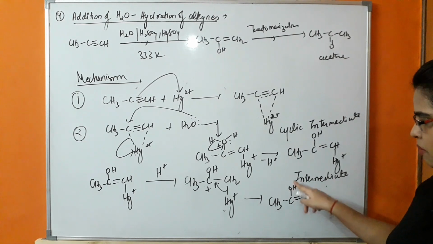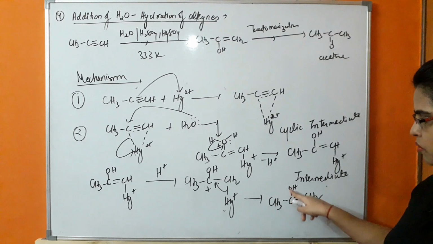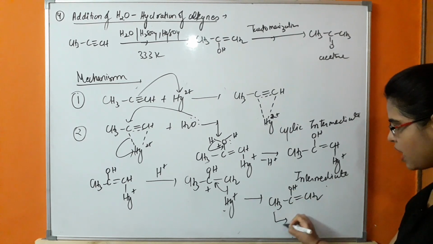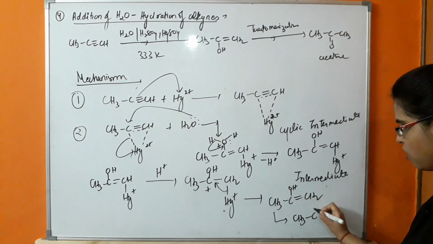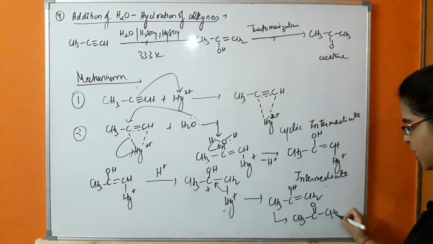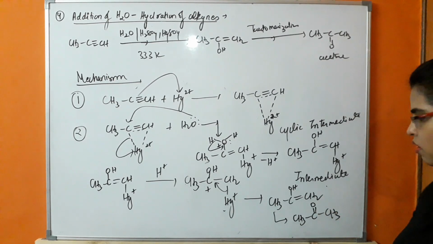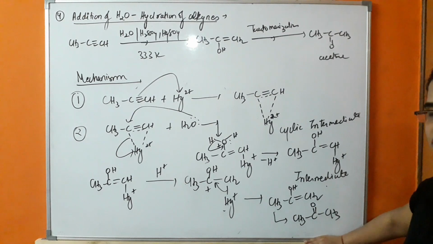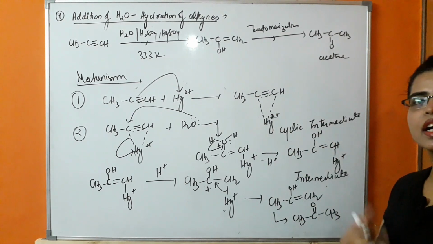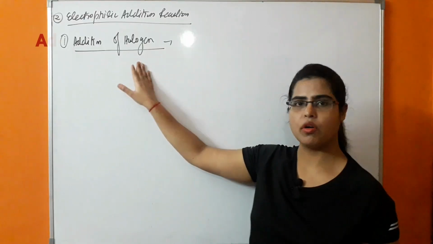So there will be pi bond formation between carbon and oxygen. So what will be happening? There is a formation of C double bond O. It means there will be formation of acetone taking place. So this is the mechanism behind the hydration reaction. Next, addition of halogen.